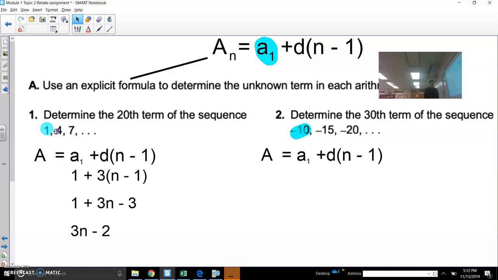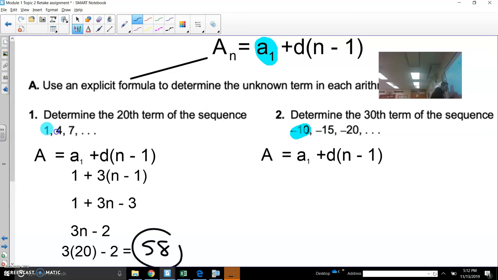Well, I now want to calculate the 20th term. So I want to replace n with the number 20. 3 times 20 would be 60, minus 2, 58. So that 20th term in the sequence is going to be 58. And I don't have to list out all the numbers to know that because I built a formula, and that formula is 3n minus 2.